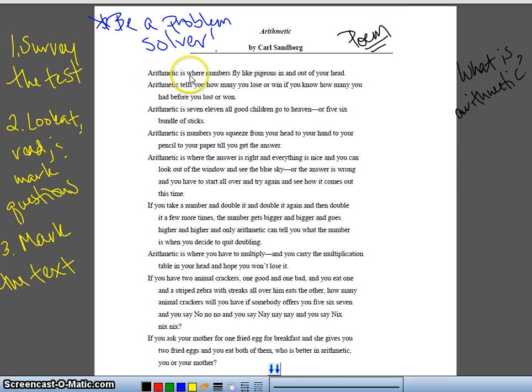So, "Arithmetic is where numbers fly like pigeons in and out of your head." Well, I know that arithmetic must have something to do with numbers. "Arithmetic tells you how many you lose or win if you know how many you had before you lost or won." Well, that's kind of a confusing statement, but I think about losing and winning and scores, and it's telling me that arithmetic would tell me how many I lost or won if I knew how many I had to start with. Well, that sounds like either addition or subtraction.